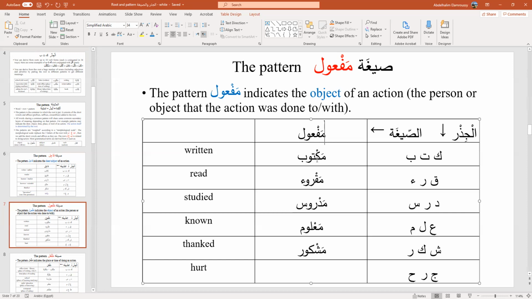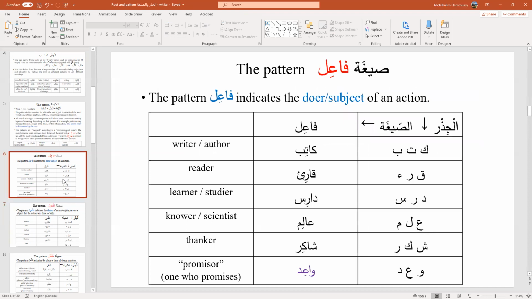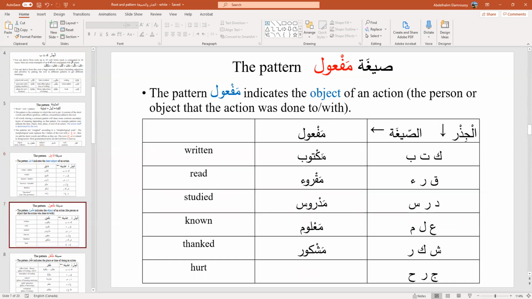And just to make sure that you did it correctly, whether with fa'il or with maf'ul, with any pattern, you will just see that it has the same number of syllables and that they are rhyming. So with fa'il, just make sure they're all rhyming and they all have the same number of syllables. Fa'il: katib, qari, daris, alim, shakir, wa'id. Here, maf'ul: maktub. So that's right. So no problem with that one.